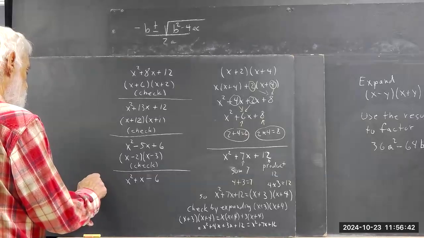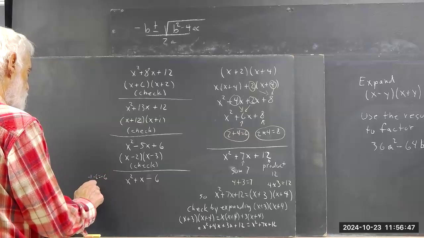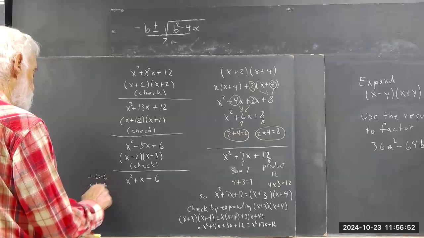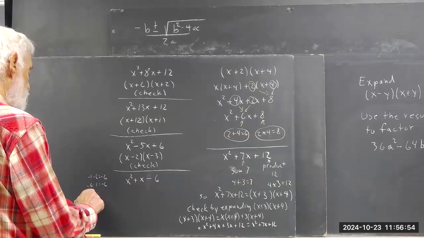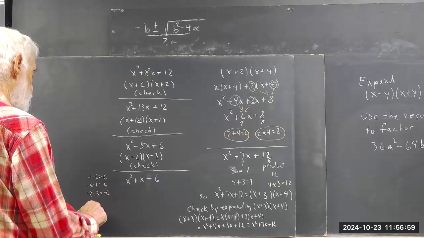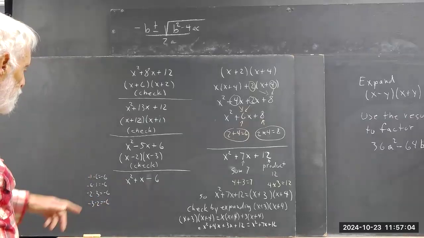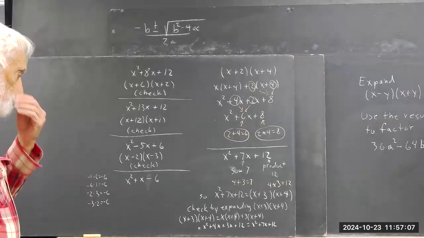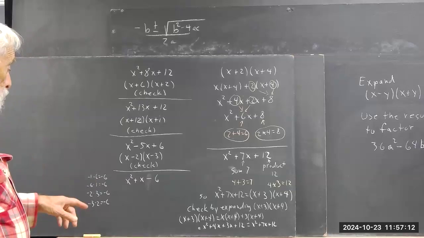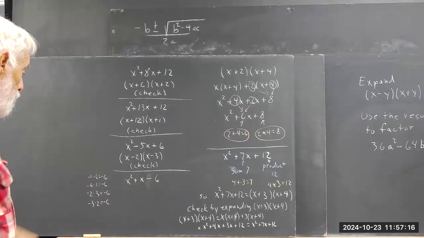Okay, -1 times 6 equals -6. -6 times 1 gives you -6. Or -2 times 3 gives you -6. Or -3 times 2 gives you -6. There are 4 possibilities for integers. The one that works is the one where the two numbers add up to 1, because you have to have 1x. And that would be this one.